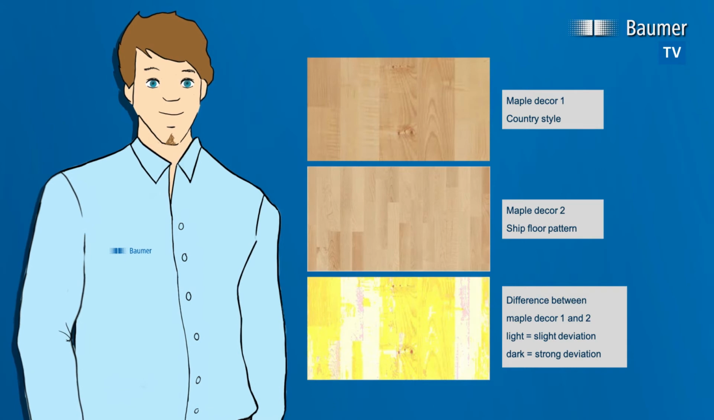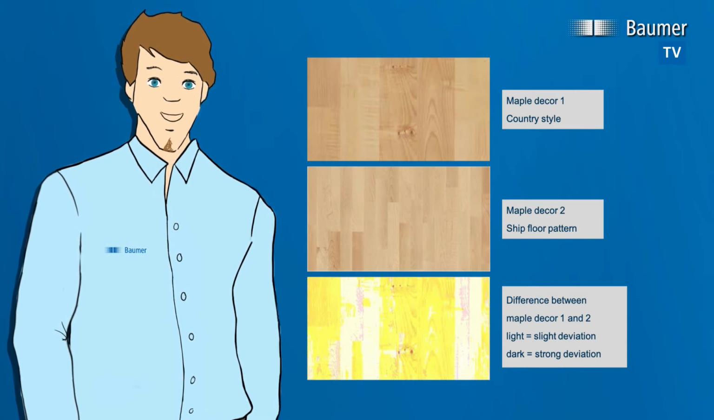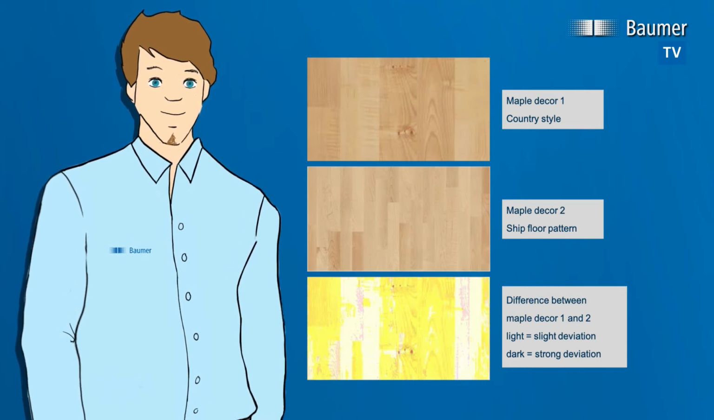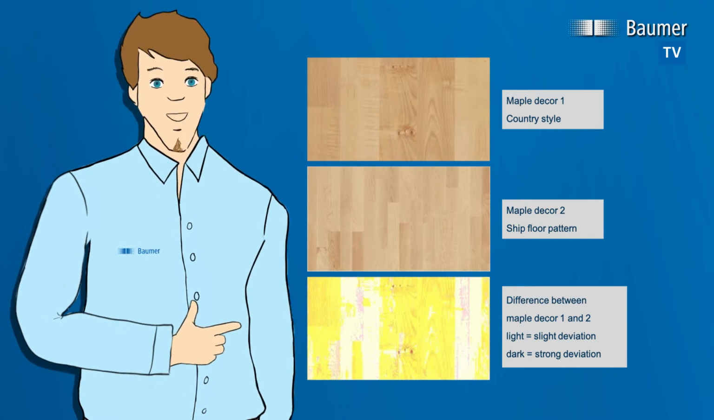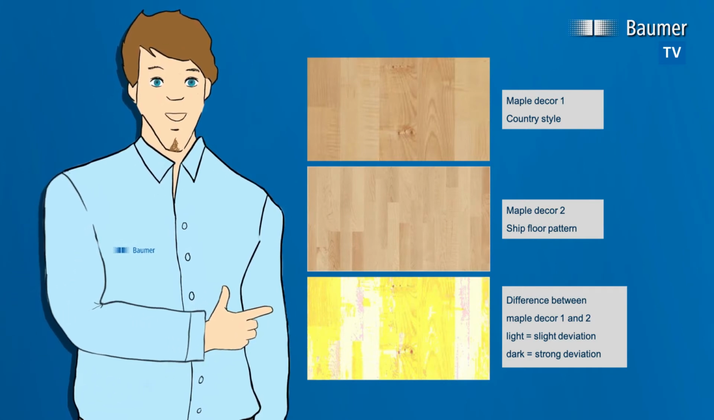The example shows a maple decor once in country house style and once in ship's bottom design. To distinguish between the two articles, it is necessary to learn the decor picture.